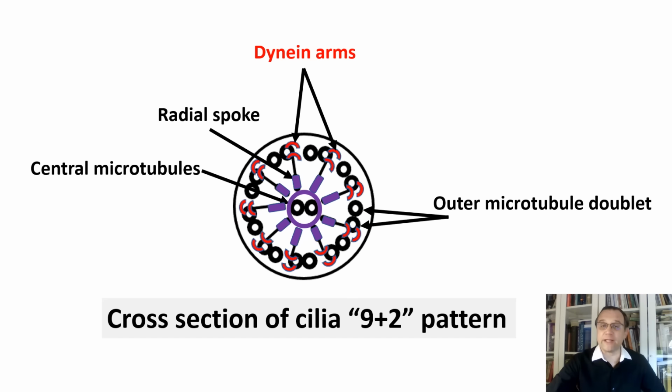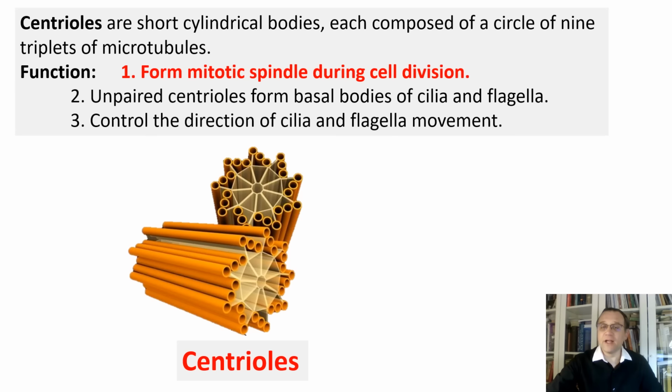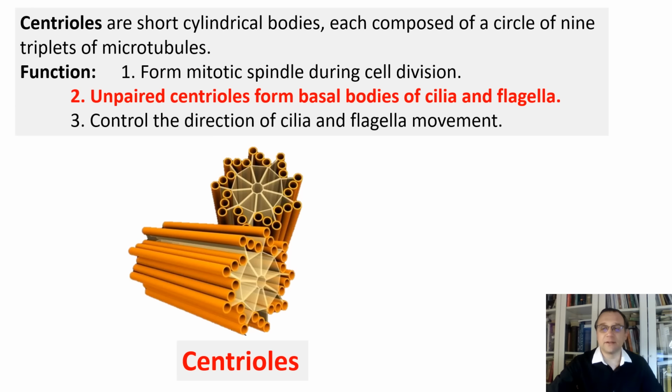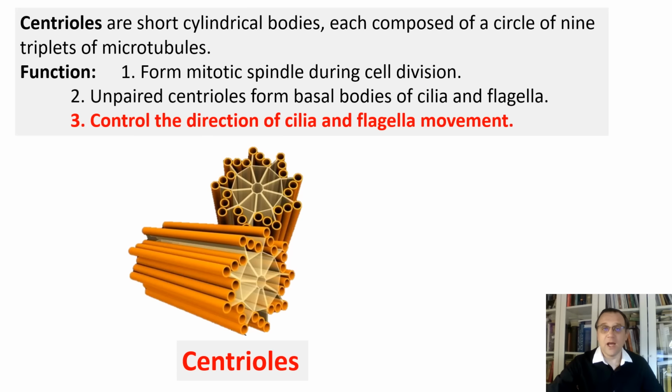The microtubule assembly of a cilium and flagellum is anchored in the cell by a basal body, which is structurally identical to a centriole. Centrioles are short cylindrical bodies, each composed of a circle of 9 triplets of microtubules. They form the mitotic spindle during cell division. We will talk about the mitotic spindle in our next lecture on cell division. As you just learned, unpaired centrioles form basal bodies of cilia and flagella, and they control the direction of cilia and flagella movement.